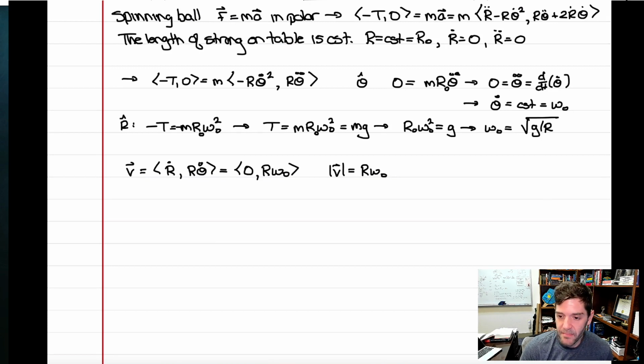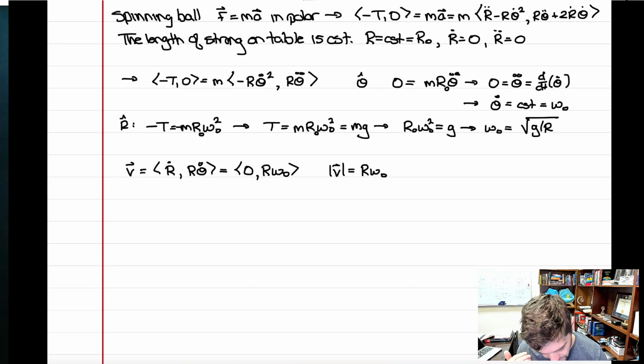And again, it's just popping out naturally in this case where we realize you are constrained to moving on a circle. This is also an example of uniform circular motion, that the velocity is a product of two constants. It does not change.